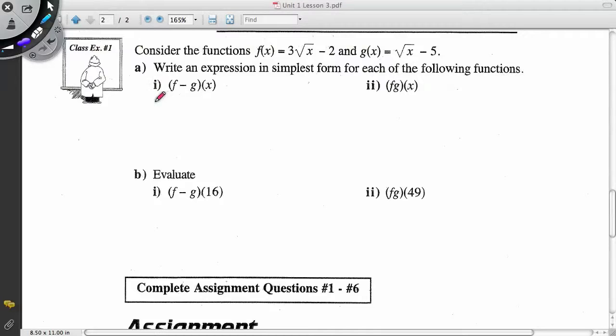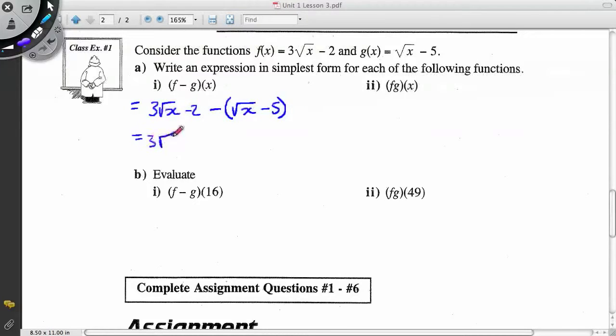So let's subtract the functions. So this is going to equal, we're going to have f first because f is first here, minus g. So 3 square root x minus 2, and from that we're going to subtract all of g, so all of the following. Put it in brackets specifically because there's a negative here, because it will have to apply to the root x and also to the negative 5, changing the signs of both.